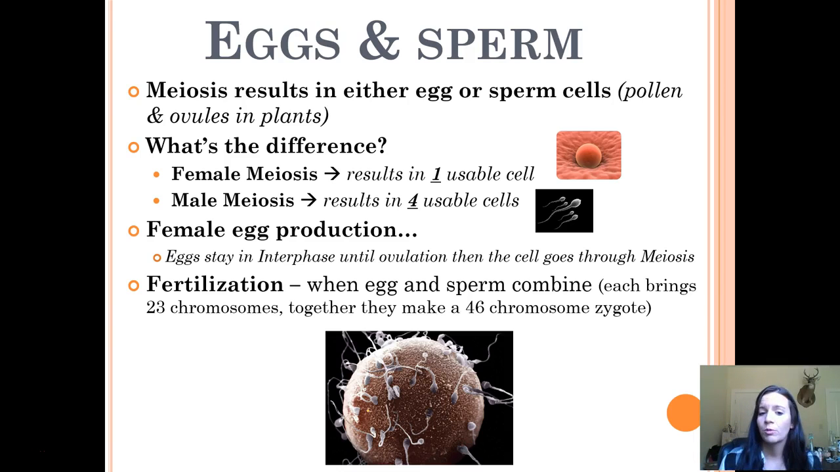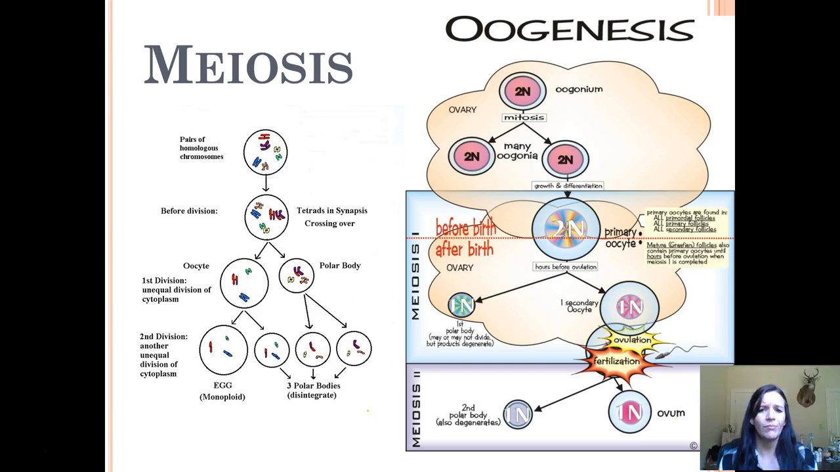And fertilization, as we know, is when an egg and a sperm combine. They make 46 chromosomes because they each bring 23 to the table, and that's going to form your zygote. Two other things we need to discuss are male and female meiosis. Female meiosis is known as oogenesis. This is where we get that egg and those 3 polar bodies that are not able to be used.